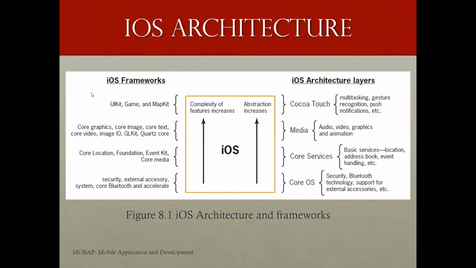So the last part is security, external accessory, and Bluetooth, and Accelerate rather. Those are the other frameworks in iOS. The Core OS, as part of the architectural layers, has security, Bluetooth technology support, external accessories, and etc. Actually, Android also has those things. But of course, in terms of the layers, I could say that it's more secure at the iOS level. In Android, it's also secure, but you need to import another package in order to process the particular programs.